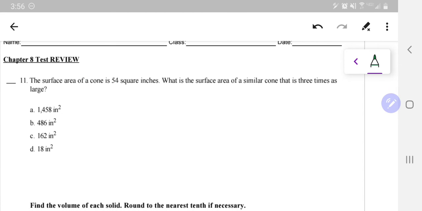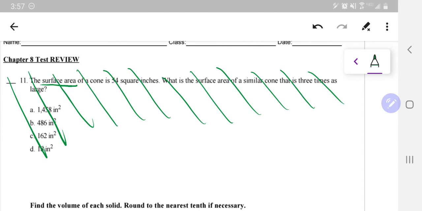The surface area of a cone is 54 square inches. What is the surface area of a similar cone? Oh, this is one that we skipped this lesson. The quick answer is that for surface area, remember, we talked about how area in similar shapes actually multiplies by the scale factor squared. So if the cone is 3 times bigger, then the area would be 3 times 3 times bigger. So it would be 9 times bigger, or the scale factor squared.